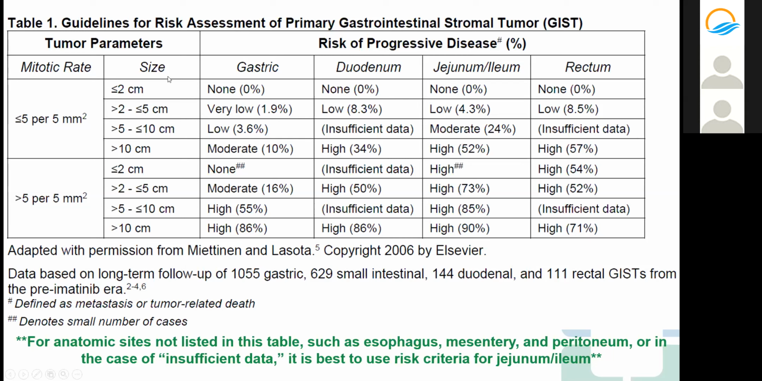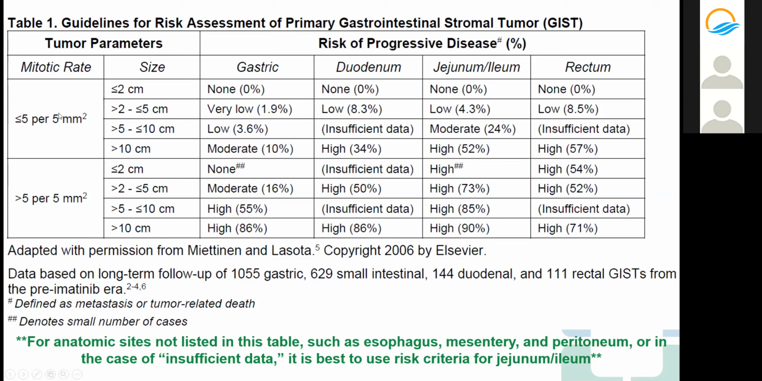So the three main things that get considered when you're giving a risk of progressive disease percentage to patients is, where does the tumor occur? Here in this top row, you can see gastric versus different locations within the small bowel versus the rectum. How big is the tumor? Here you can see the different size cutoffs, which are the same as what were used in our T staging, so T1, T2, T3, T4. And then finally, what was the mitotic rate? Was it a low mitotic rate or a high mitotic rate?